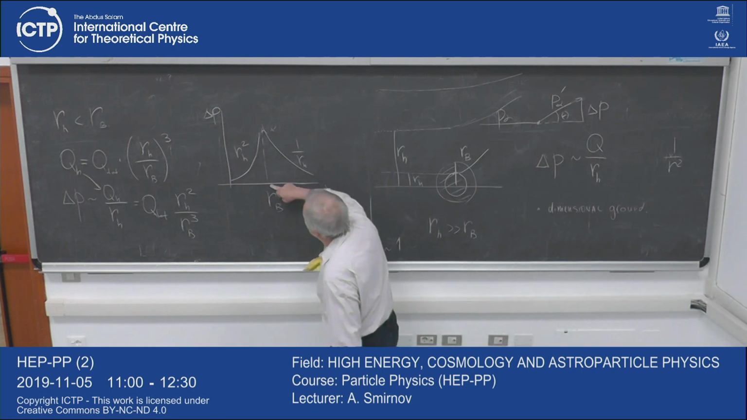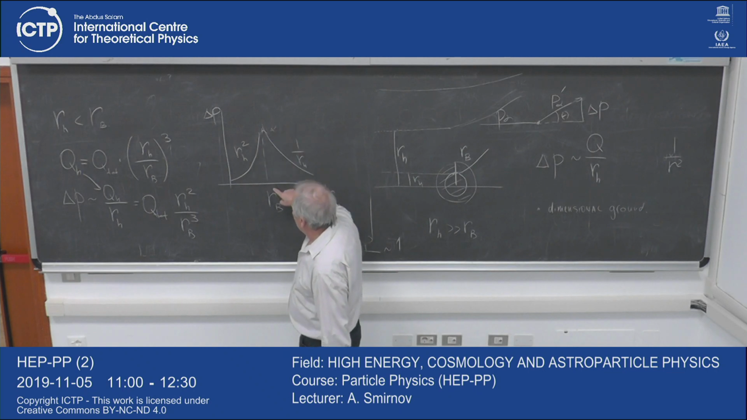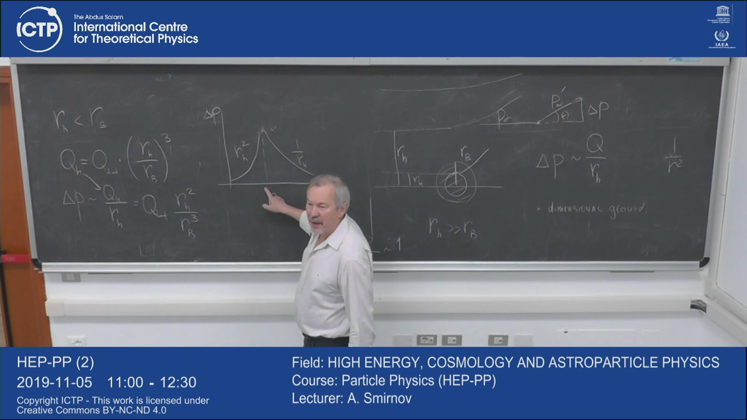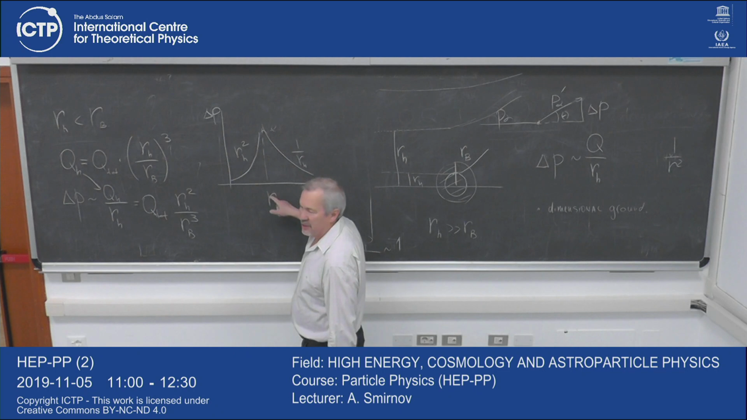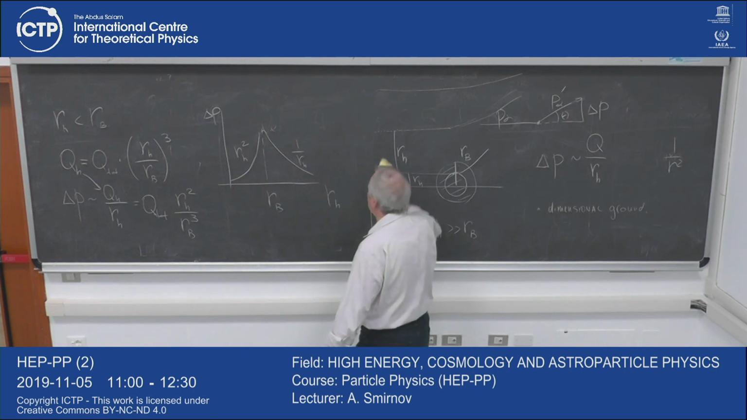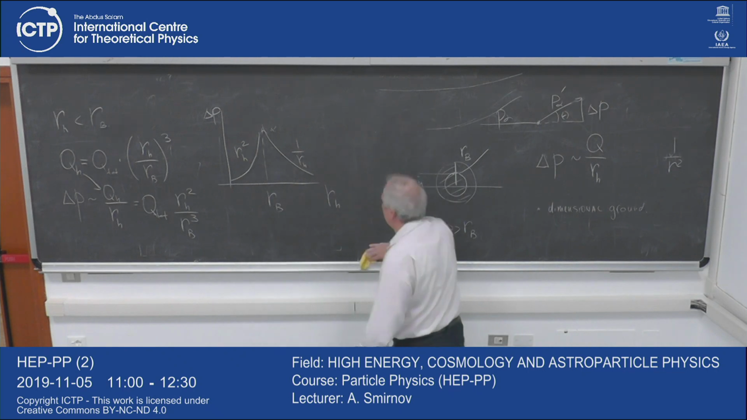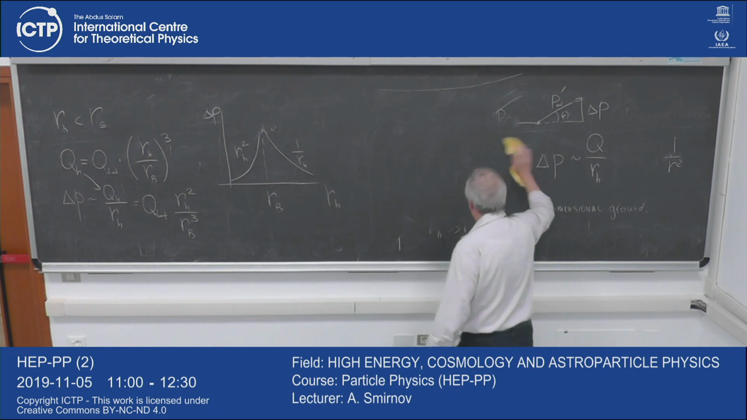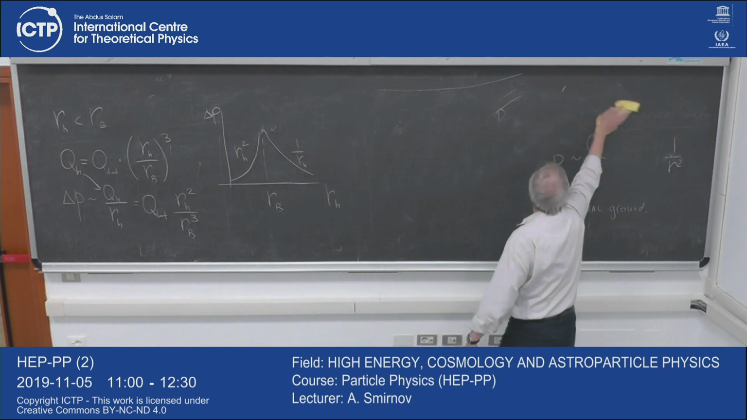So the biggest delta P corresponds to an impact parameter which coincides with RB approximately, right? So in this way we can measure RB if we know how this delta P behaves.